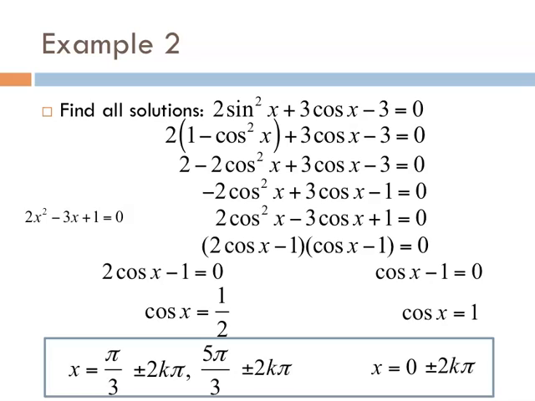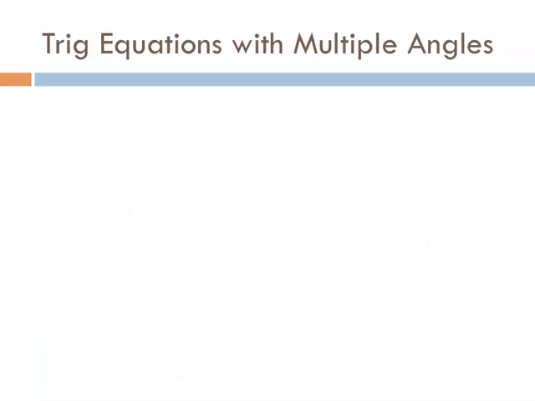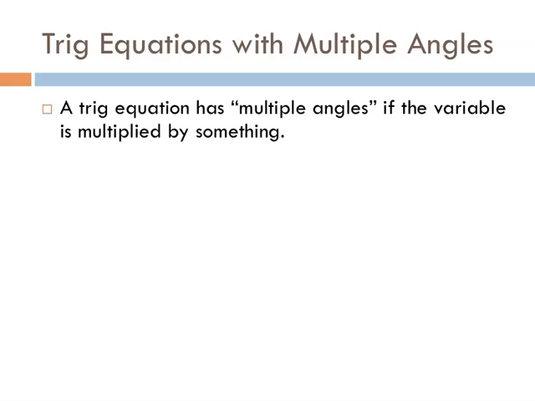Okay, now let's talk about what these trig equations with multiple angles would be. So a trig equation has what we call multiple angles if the variable is multiplied by something. So for example, if you have a sine of 3x, that would be a multiple angle because it's not just sine of x, it's sine of 3 times x. Or it could be something like this, cosine of x over 2. So this would be 1/2 times x, right?